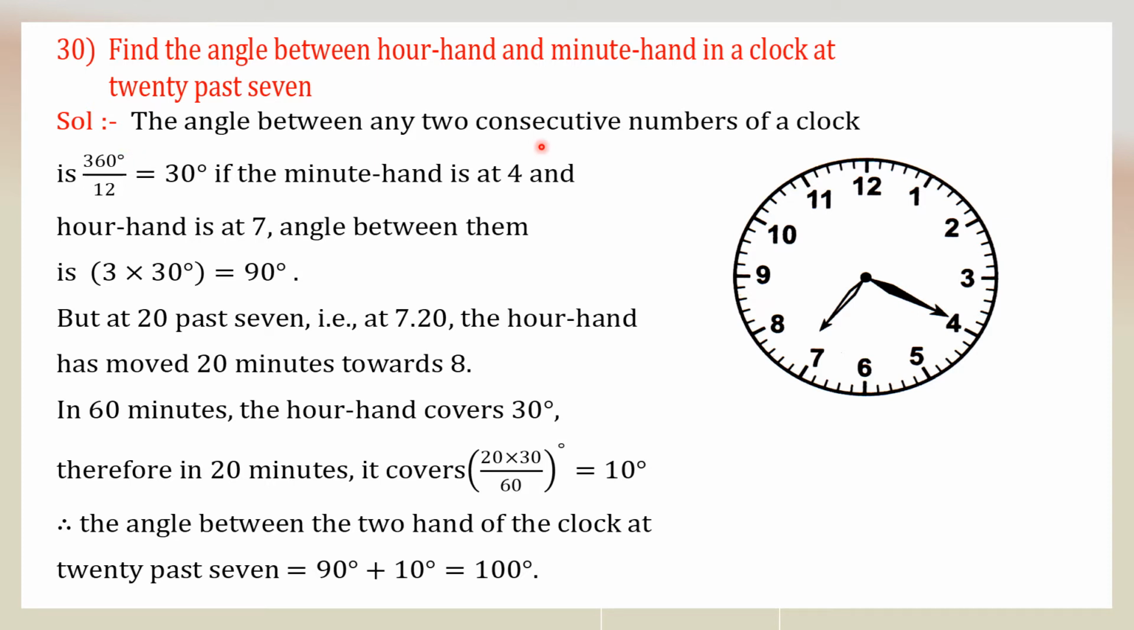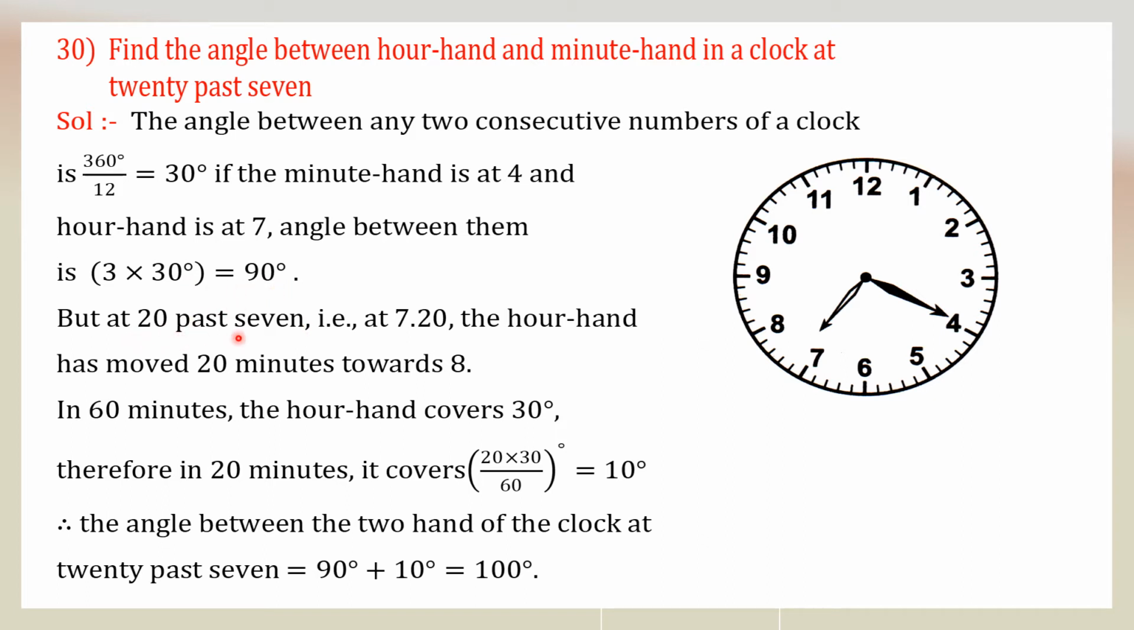Solution. The angle between any two consecutive numbers of a clock is 360 degrees divided by 12 equal to 30 degrees. If the minute hand is at 4 and the hour hand is at 7, then the angle between them is 3 into 30 degrees equals 90 degrees. That is the angle between 7 and 4. Here 30 plus 30 is 60 plus 30 is 90.